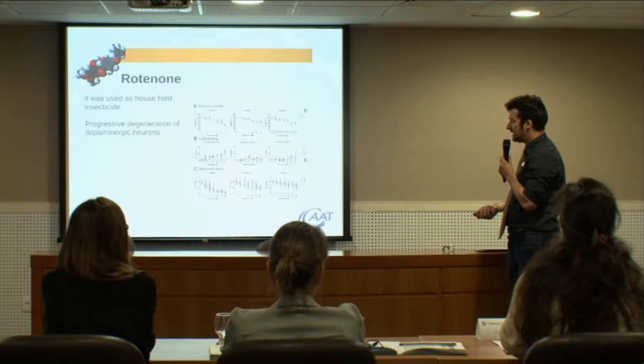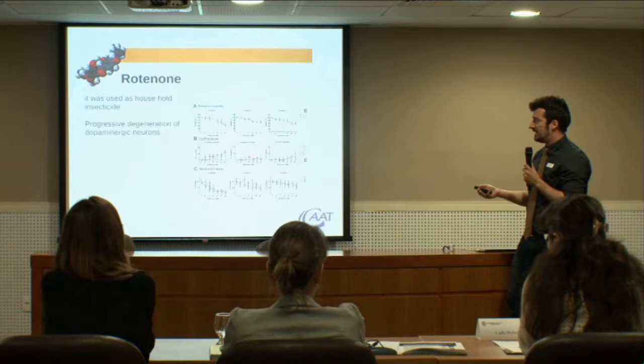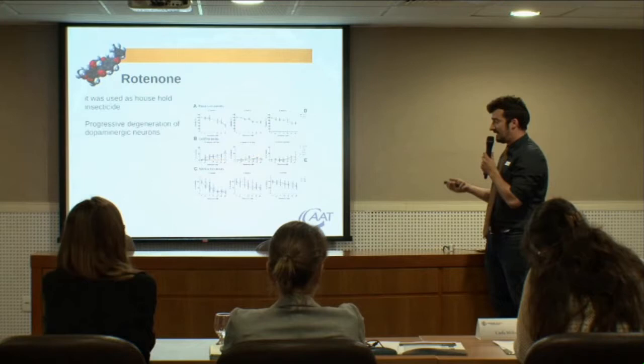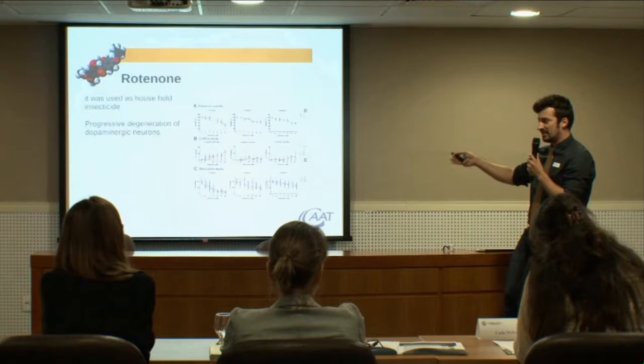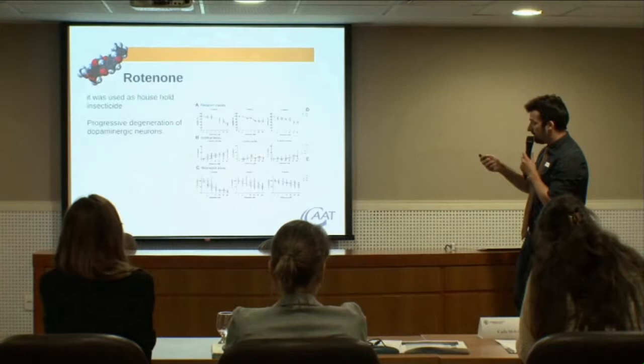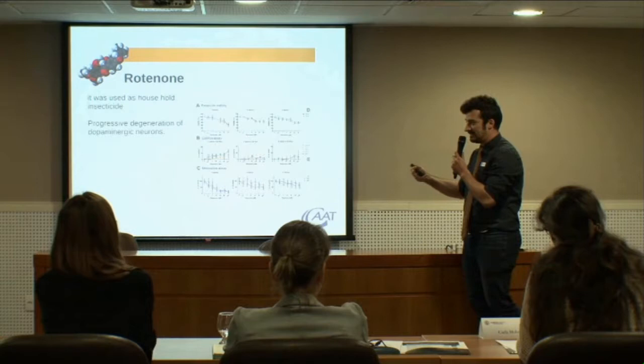We selected rotenone. Rotenone was a widely used household insecticide, and it has been shown to produce degeneration of the dopaminergic neurons, similar to Parkinson's. So it's a chemical known to produce neurotoxicity, and the mechanism is well known. It affects mitochondrial complex I, which produces oxidative stress, and that's why we see the death of the dopaminergic neurons. We wanted to see if this chemical was also a developmental neurotoxicant, and we chose it because the mechanism is known, so we could test our system and see if we can predict similar toxicity.